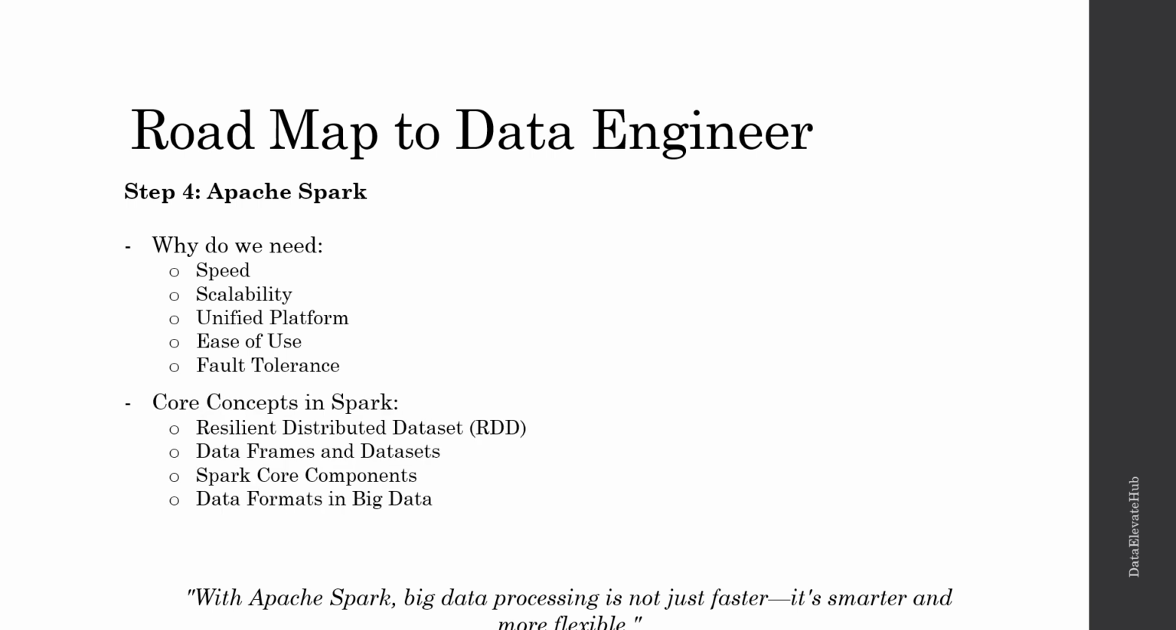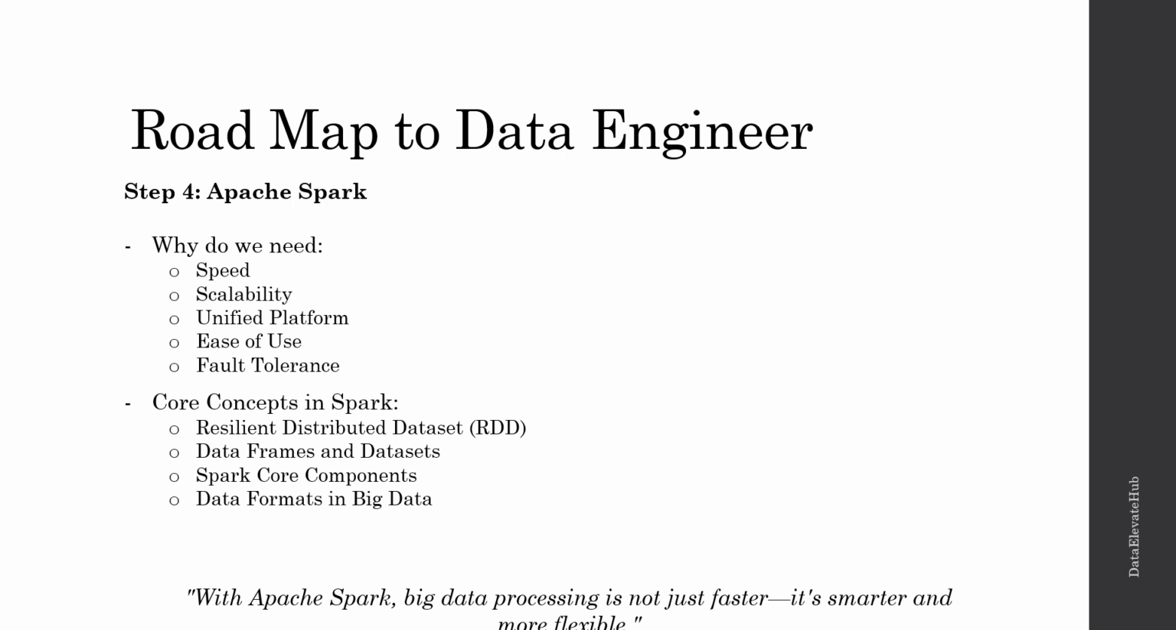And core concepts of Apache Spark: RDDs, Resilient Distributed Datasets. It is an immutable, distributed collection of objects stored across the cluster. It provides fault tolerance and parallel processing capabilities. Next, DataFrames and Datasets. A DataFrame is a tabular data structure similar to a SQL table. And a Dataset is a strongly typed API for working with structured data.